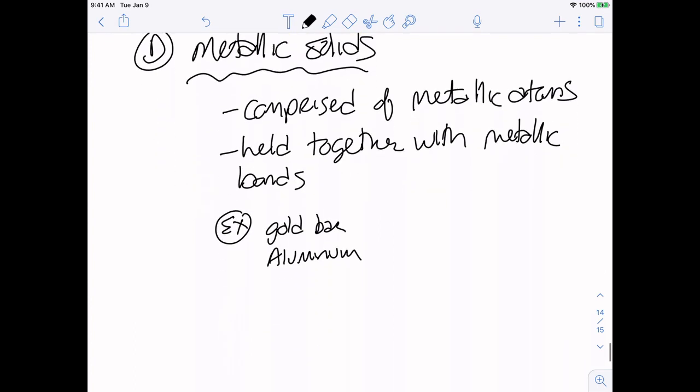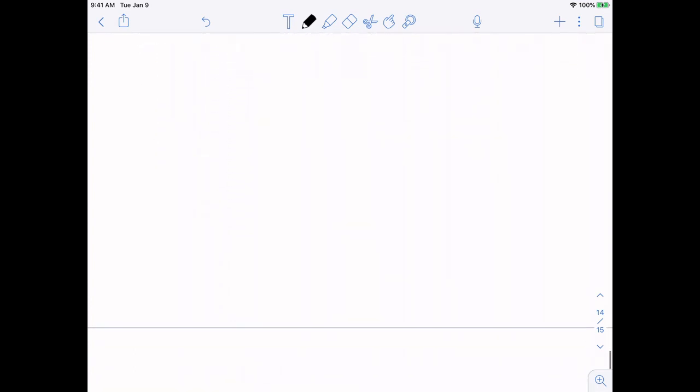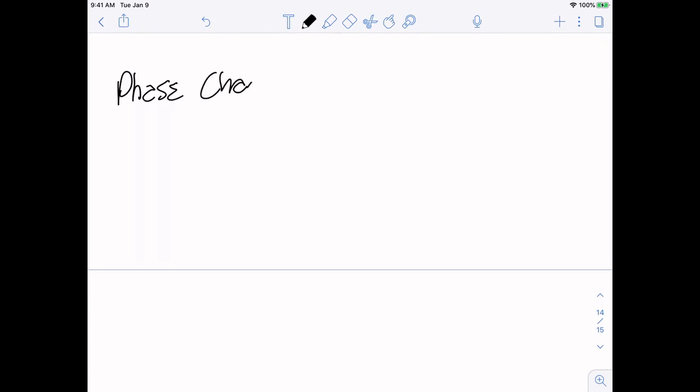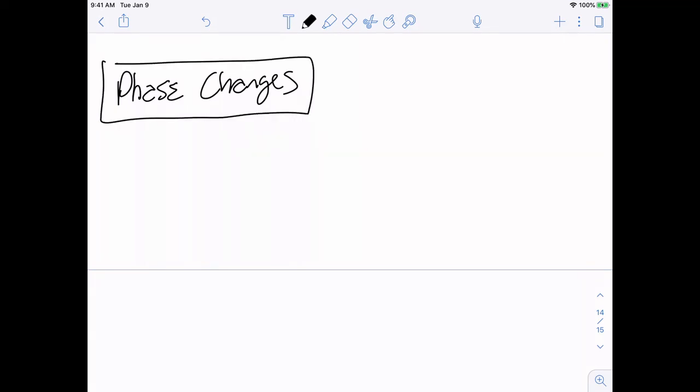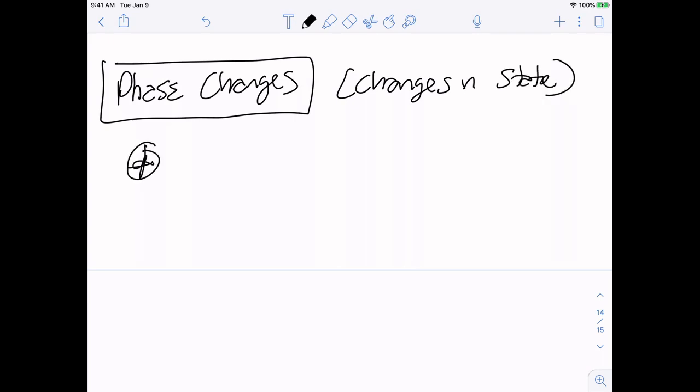So the next section is on phase changes, which I'm going to do really fast. You guys have talked about phase changes in previous chemistry classes. So this is like what happens when we go from a solid to a liquid, what's the name, that sort of thing. So phase changes, changes in state, however you want to say it. There are types of physical changes.